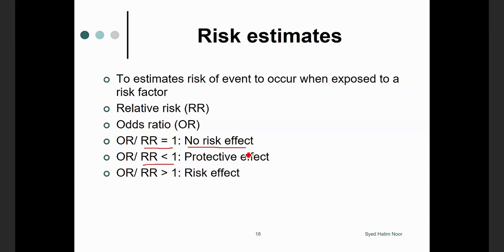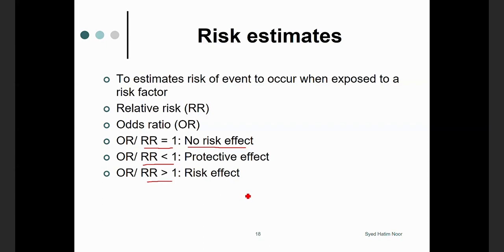Okay, smokers have a lesser risk of getting heart disease. So that means you could say, oh, come, smoke, because if you smoke, you have less risk of getting heart disease. It becomes protective, so you ask people to come and smoke. Okay, that's what it means by less than 1. If more than 1, there is a risk effect. Okay, more than 1 has a risk effect.